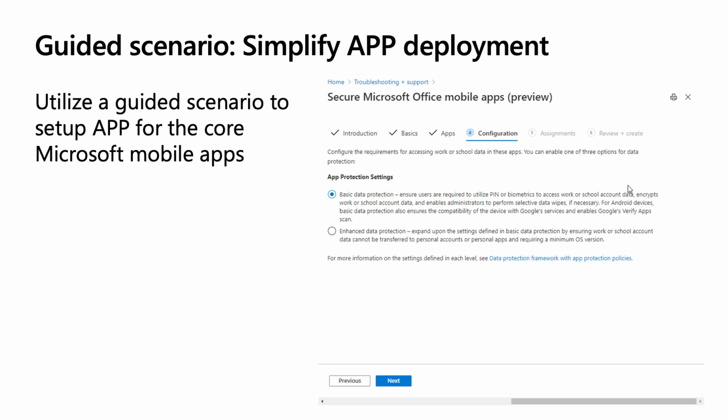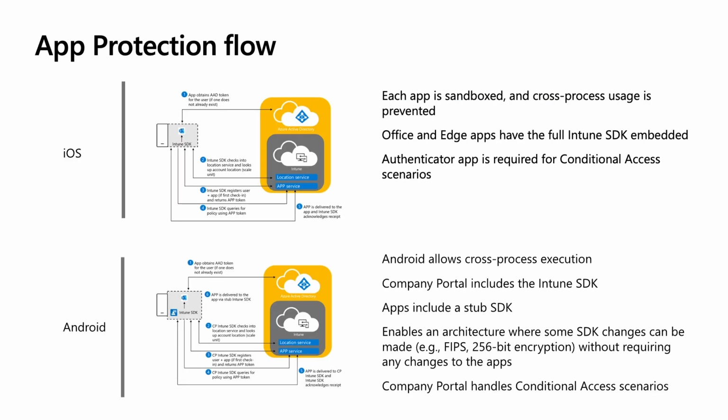At this point, we've discussed what an app protection policy is and what the settings are that can be used to protect your data. But we haven't discussed how app protection policies are delivered. At a high level, essentially, app protection policies are delivered through the Intune SDK. The Intune SDK will connect into the Intune service and register the user and app to obtain an app protection policy token. The app protection policy service will deliver the policy settings back to the Intune SDK, and the Intune SDK will acknowledge receipt.